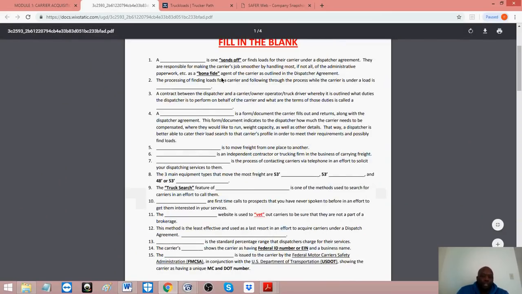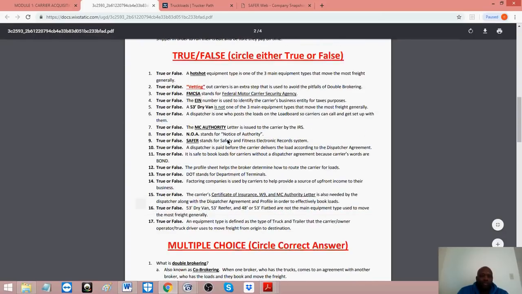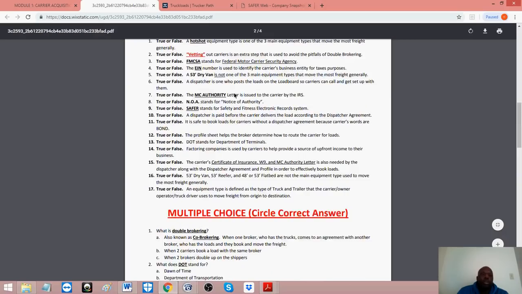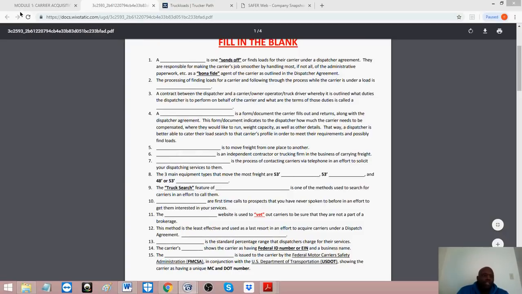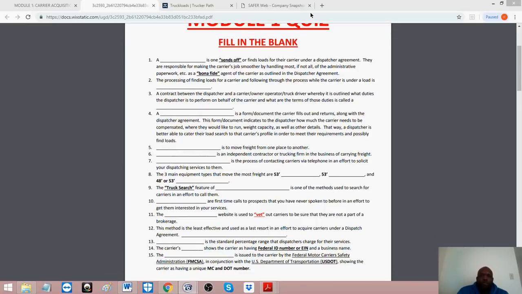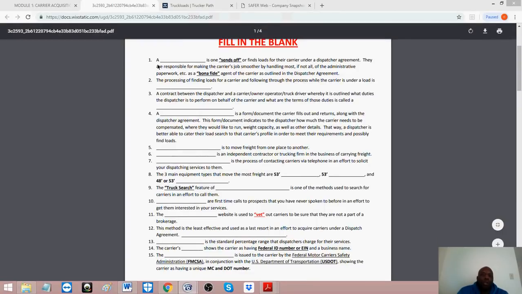I ask fill in the blank questions, true false questions, and multiple choice questions. So let's do this a little bit here. Let's see where you are on your level of understanding. This is module 1, carrier acquisition. Number 1, if you can see the screen, I'll read it to you too. You can type in your answers if you know them, and we'll go over it. Number 1, blank is the one who sends off or finds loads for their carrier under a dispatch agreement.